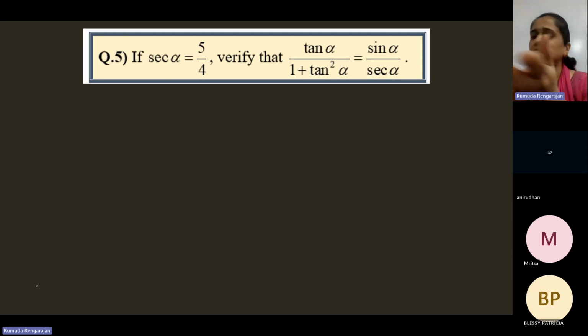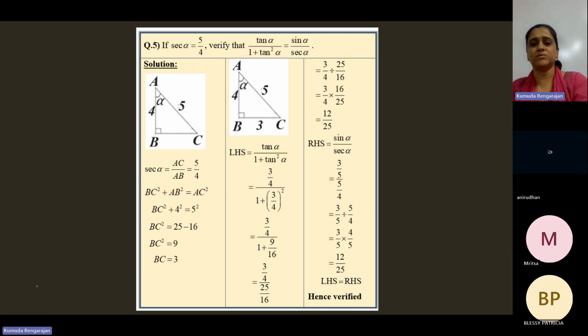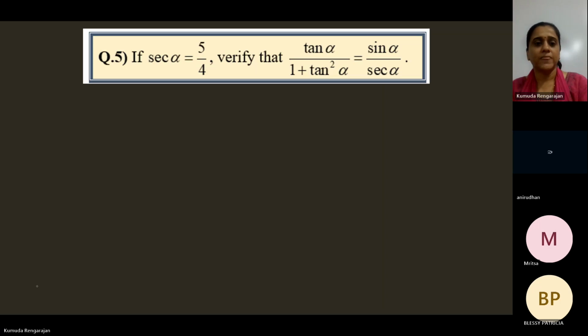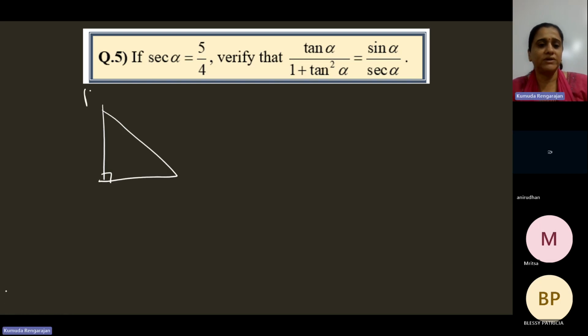Similar question. Secant alpha is given. Similar thing. We'll have to find the values and substitute and calculate. Isn't it similar? Secant alpha is 5/4. So take a right triangle, put this information on the triangle, find the missing side, and then find tan alpha. You can call the triangle anything. You can call it triangle PQR. Now, which is alpha?